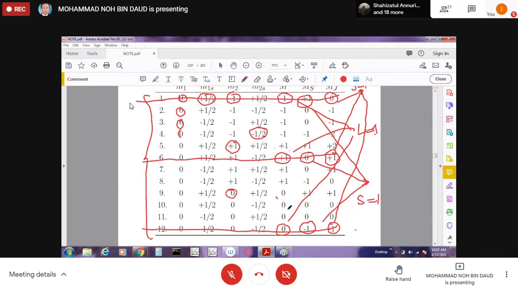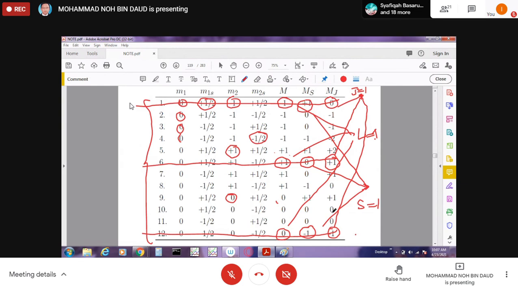These combinations 0, 1, 2, 3. 1, 2, 3 is here, is 0. Is it correct, this one? Can you help me? How to find this one?